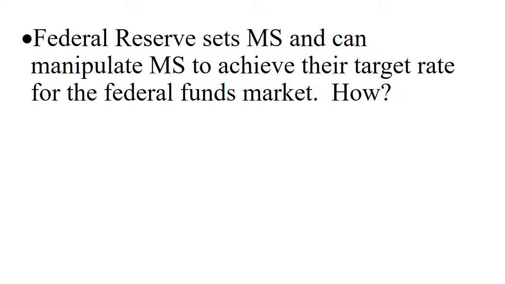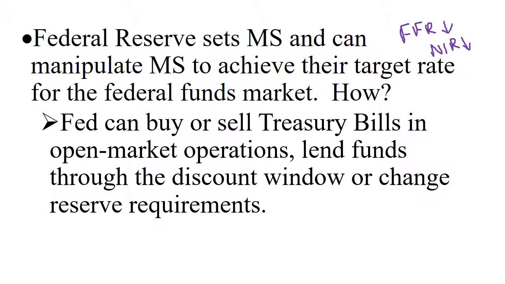To review, we know the Federal Reserve is in charge of money supply, and they change money supply in order to achieve whatever their goal is, their target rate for the federal funds market. So if they're trying to make the federal funds rate decrease, then they want the nominal interest rate to decrease too. The 3 ways are their 3 tools. They can buy or sell treasury bills in open market operations. So let's go ahead and see how this would work.